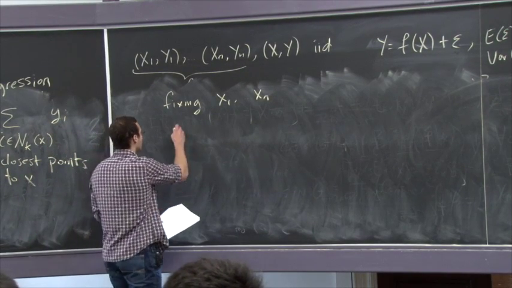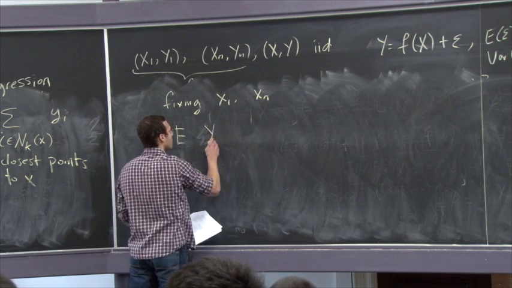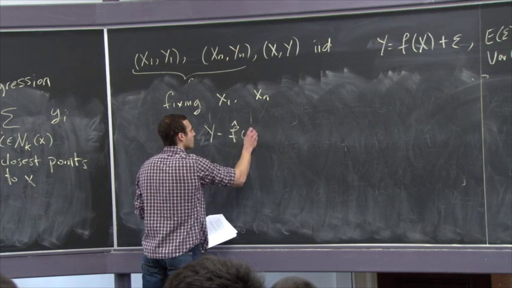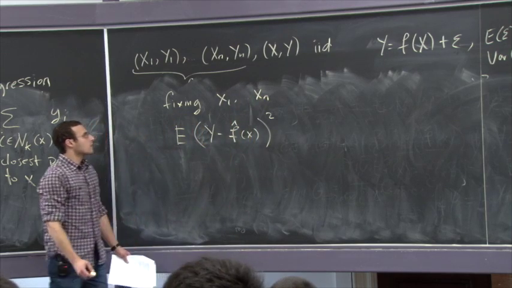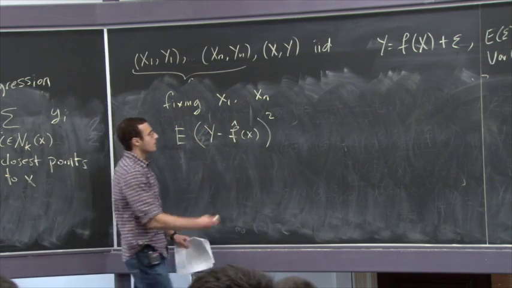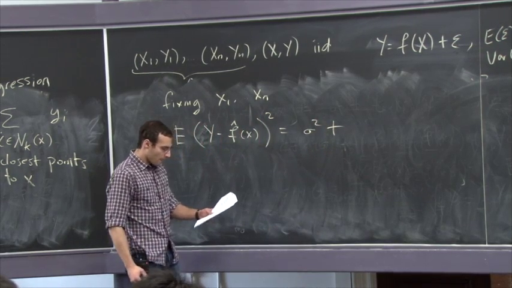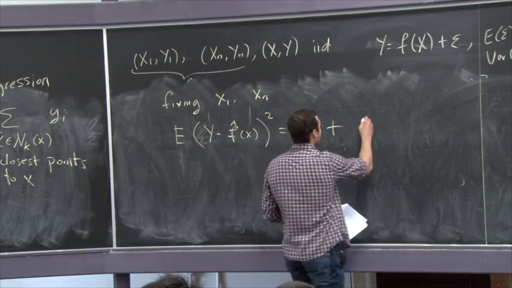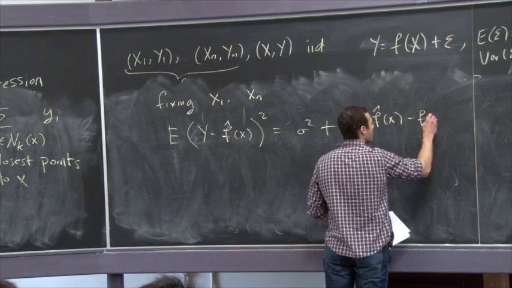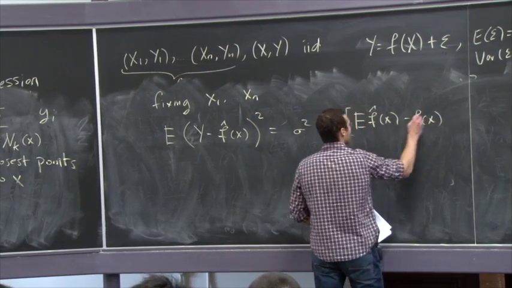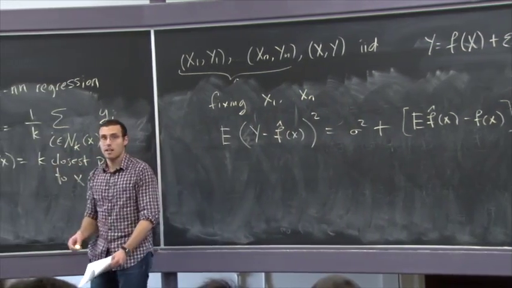What's the, at a new point y, what is the expected prediction error, expected test error? It's sigma squared plus the bias squared plus the variance. So let's look at the bias first. The bias is the expected value of f hat of x minus f of x, squared. That's f hat. So what's its expectation if I consider x as fixed?